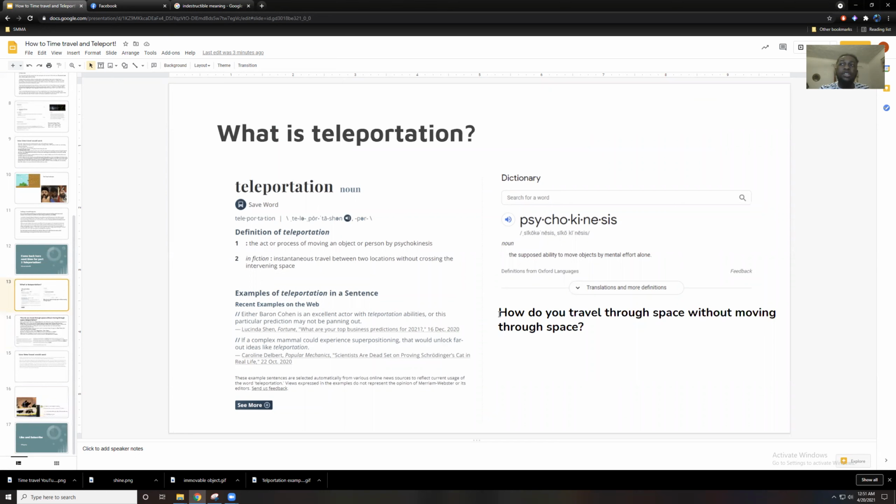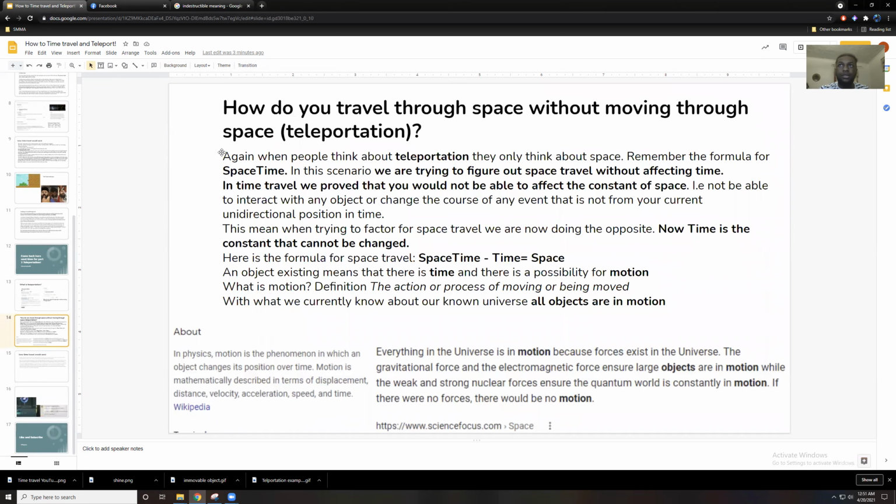So here's the real question. How do you travel through space without moving through space? Again, when people think about teleportation, they think only about space. Remember the formula for space-time. I talked about this in part one. In this scenario, we are trying to figure out space travel without affecting time.